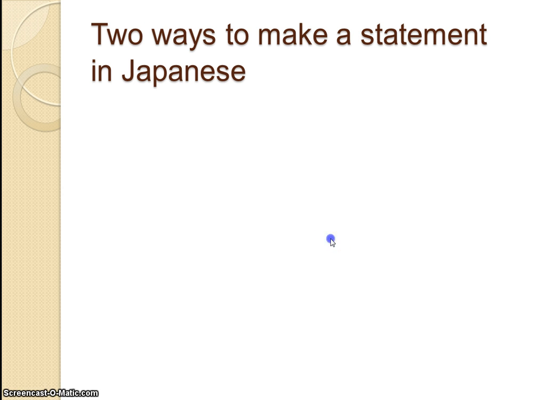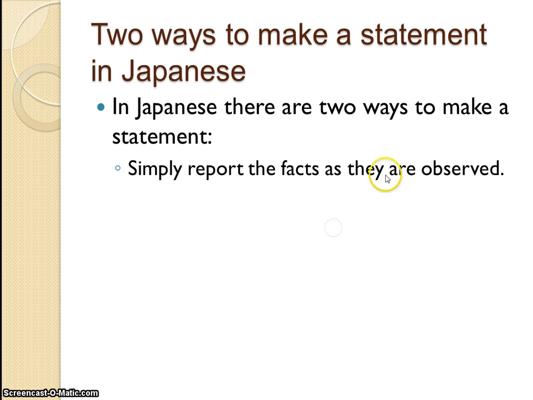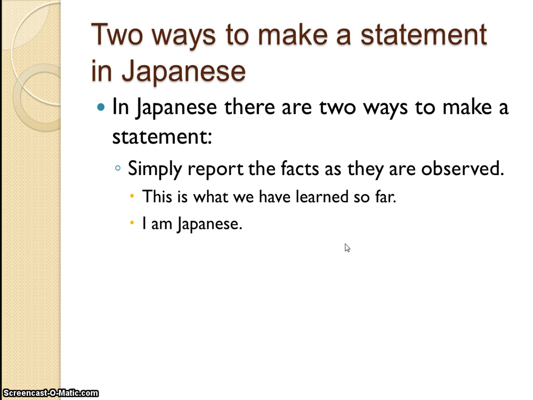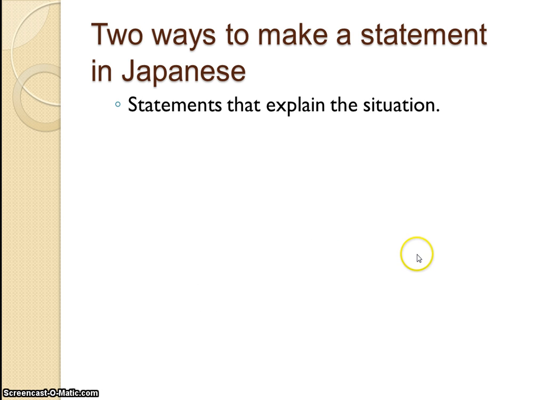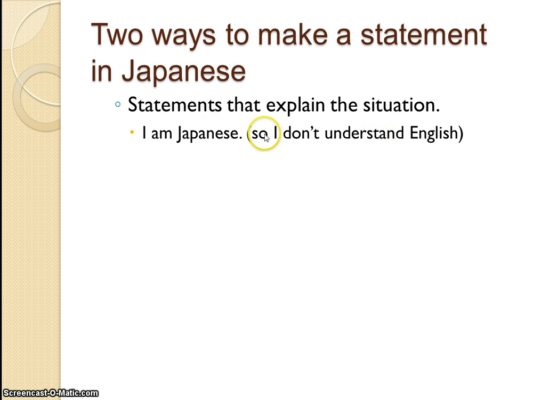Okay, there are two ways to make a statement in Japanese. We've already gone over this, but let me briefly recap. You simply report the facts as you observe them. So you just say what you see, like, I am Japanese. The bus did not come. But now you can also make statements that explain the situation. This is where it's new. I am Japanese, therefore I don't understand English.